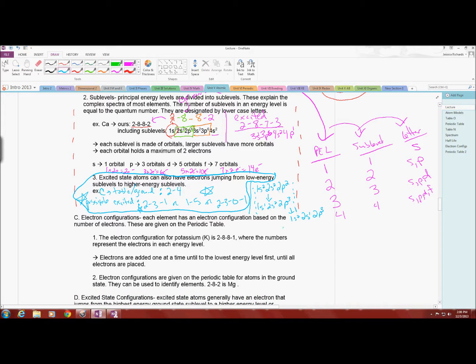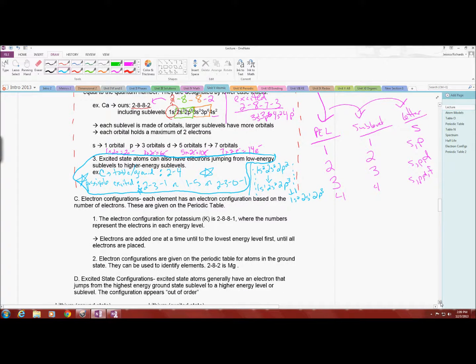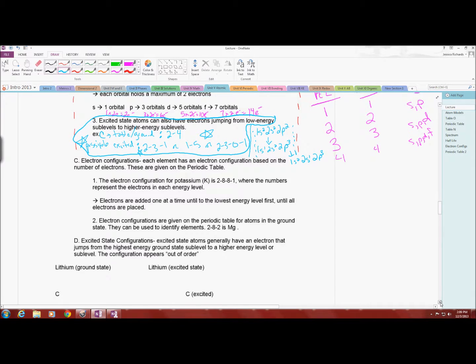All right, one of the reasons that I like to show you these configurations is because it actually relates to the periodic table and why the periodic table is set up the way that it is.